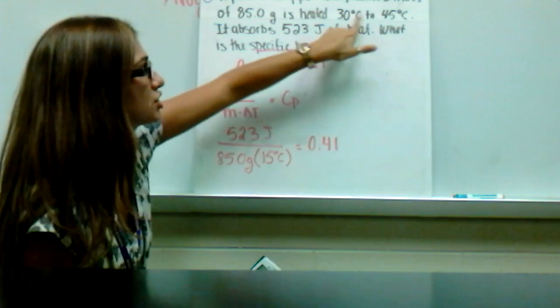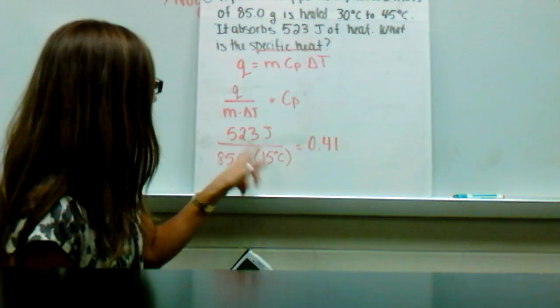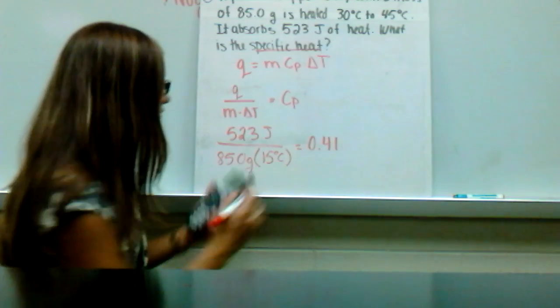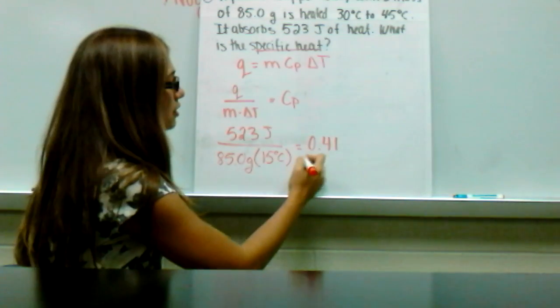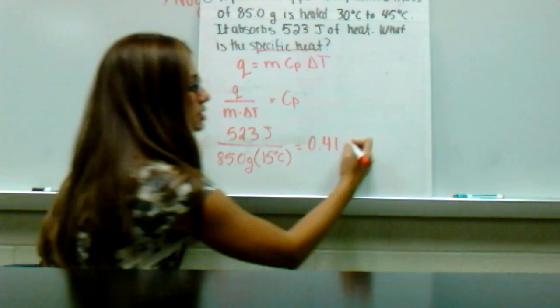So when we do the subtraction, we're going to end up with 2 sig figs. We have 2 here, 3 here, so we're going to need 2 sig figs, and then our units. So our units here are going to be joules divided by grams times degrees Celsius.